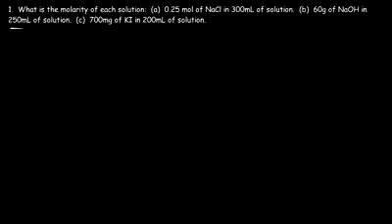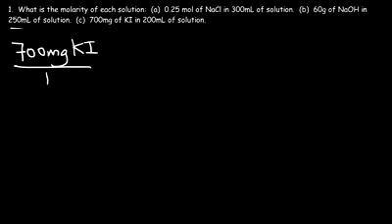Part C. Let's find the molarity of the solution when 700 milligrams of potassium iodide is dissolved in 200 milliliters of solution. So let's start with what we're given. Now we need to convert milligrams to grams, and then grams to moles, and then take the number of moles divided by the liters. 1 gram is equal to 1,000 milligrams.